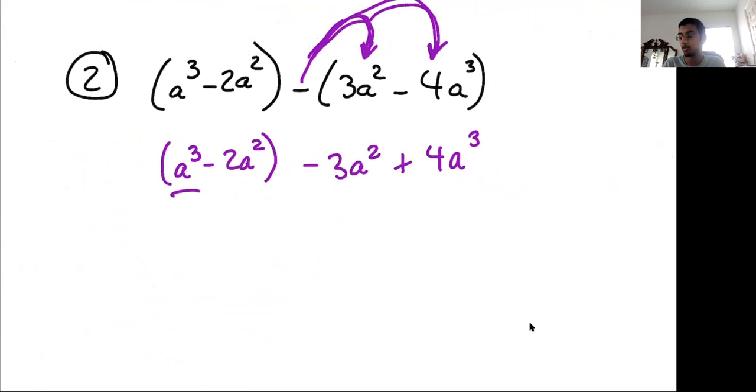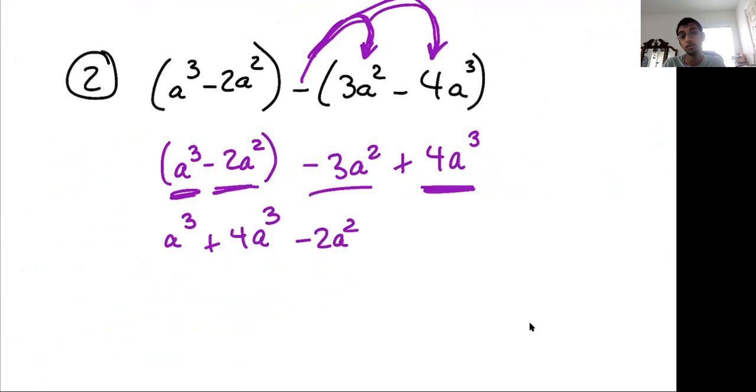So we have an a cubed right here, and we have a 4a cubed over here. So we can add these up together. Then we have a negative 2a squared, and we have a negative 3a squared.